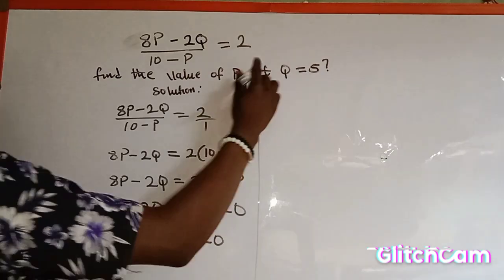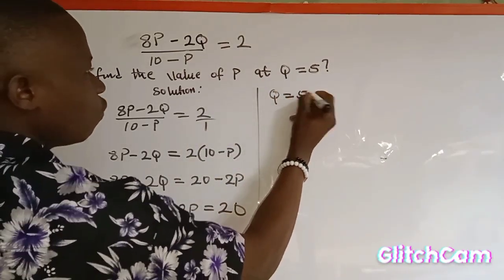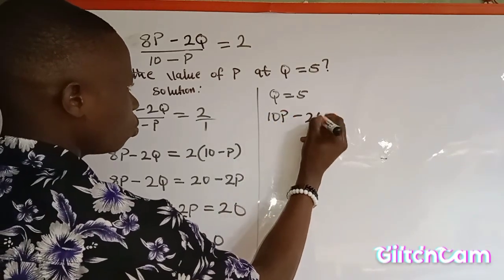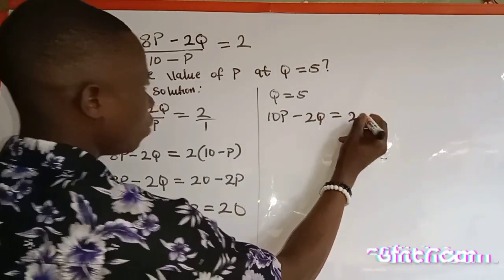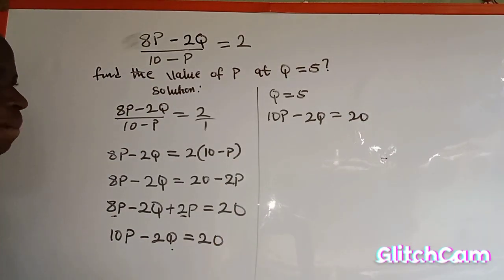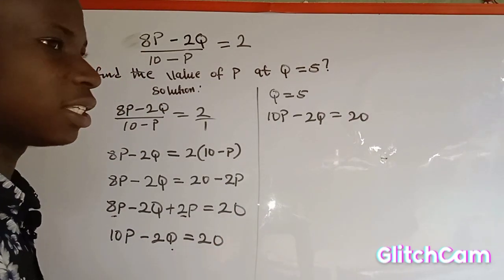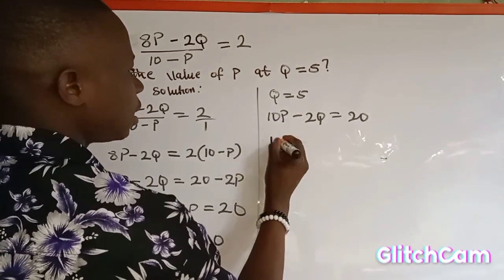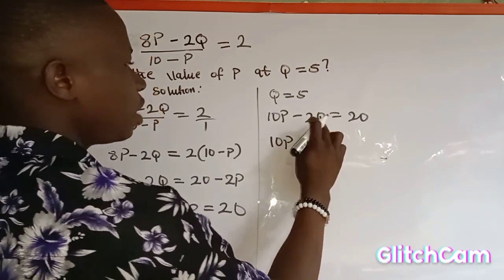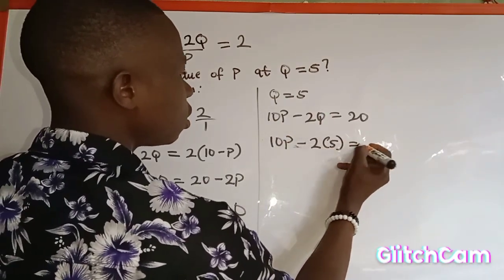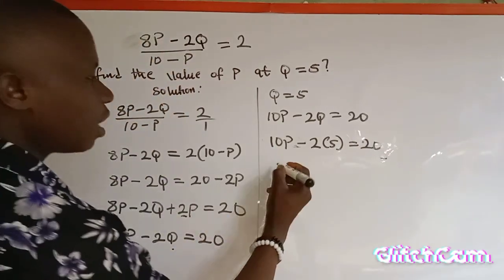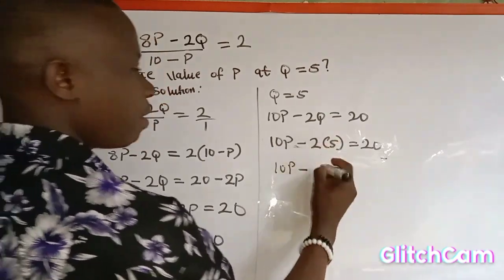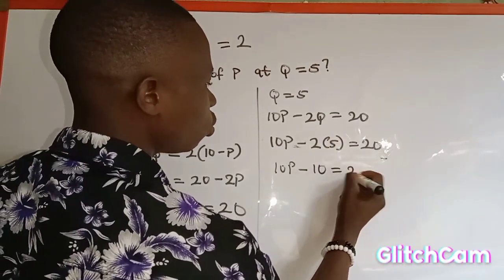So, the question says at q is equal to 5. So this is where we stop at 10p minus 2q, which is equal to 20. So at q is equal to 5, what that means, anywhere we see q, we are going to replace it as 5. So I have 10p minus 2, in place of this q, I'll write 5, which is equal to 20. So to look for the value of p now, we have 10p minus 2 multiplied by 5, it will give me 10, which is equal to 20.